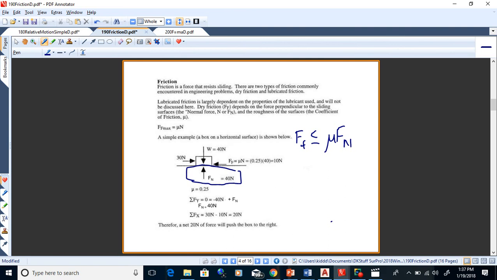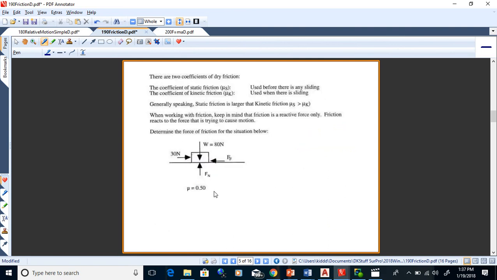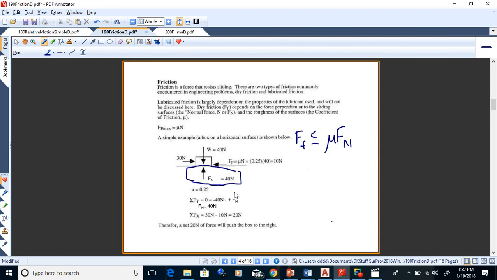Okay. So in this first example on the top of 290, it's pretty straightforward. I just take the sum of Fy and set that equal to zero. I can do that because I don't have any acceleration in the y direction, so I can do statics in the y direction. What I've got then is 40 newtons down for the weight plus the normal force. And when I solve for the normal force, it's 40. Okay.